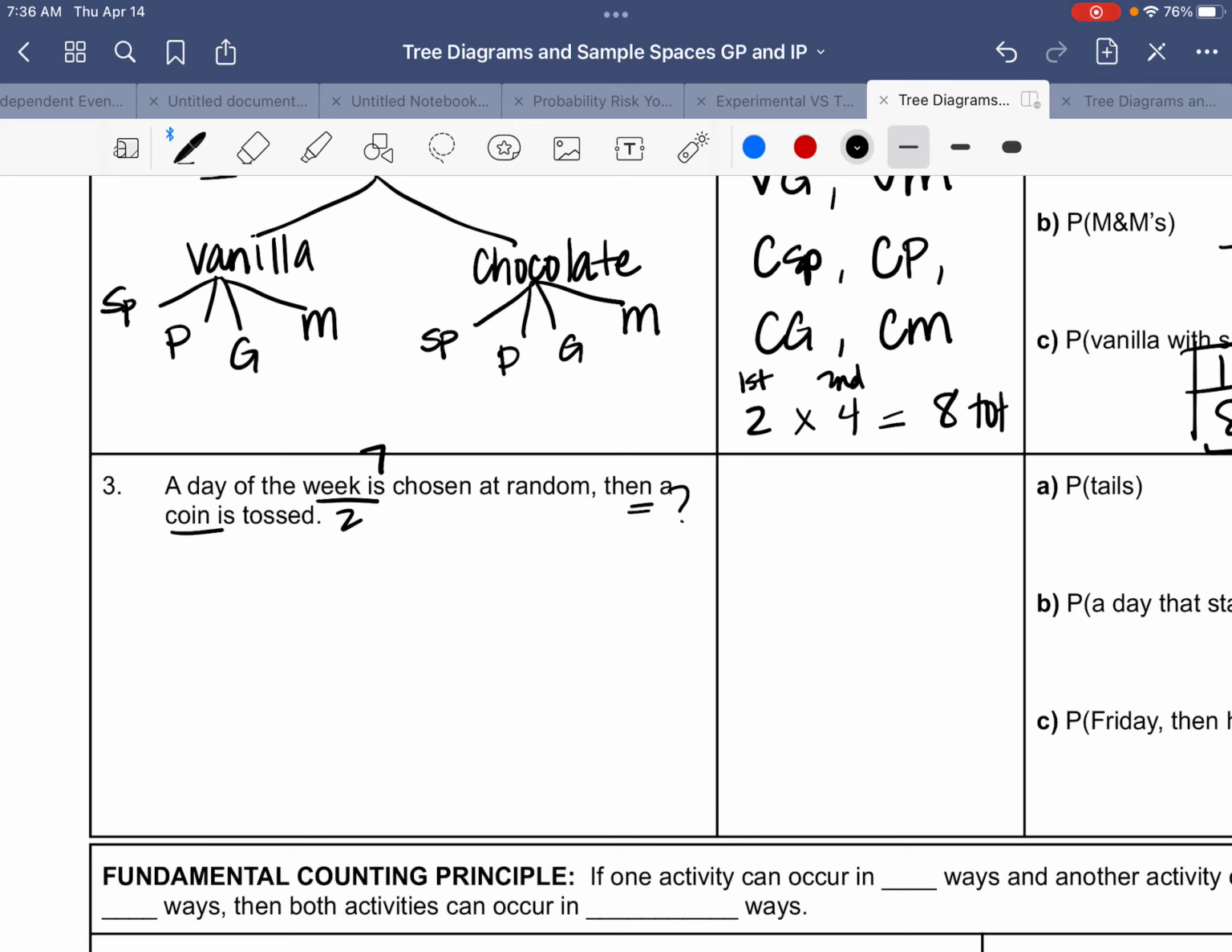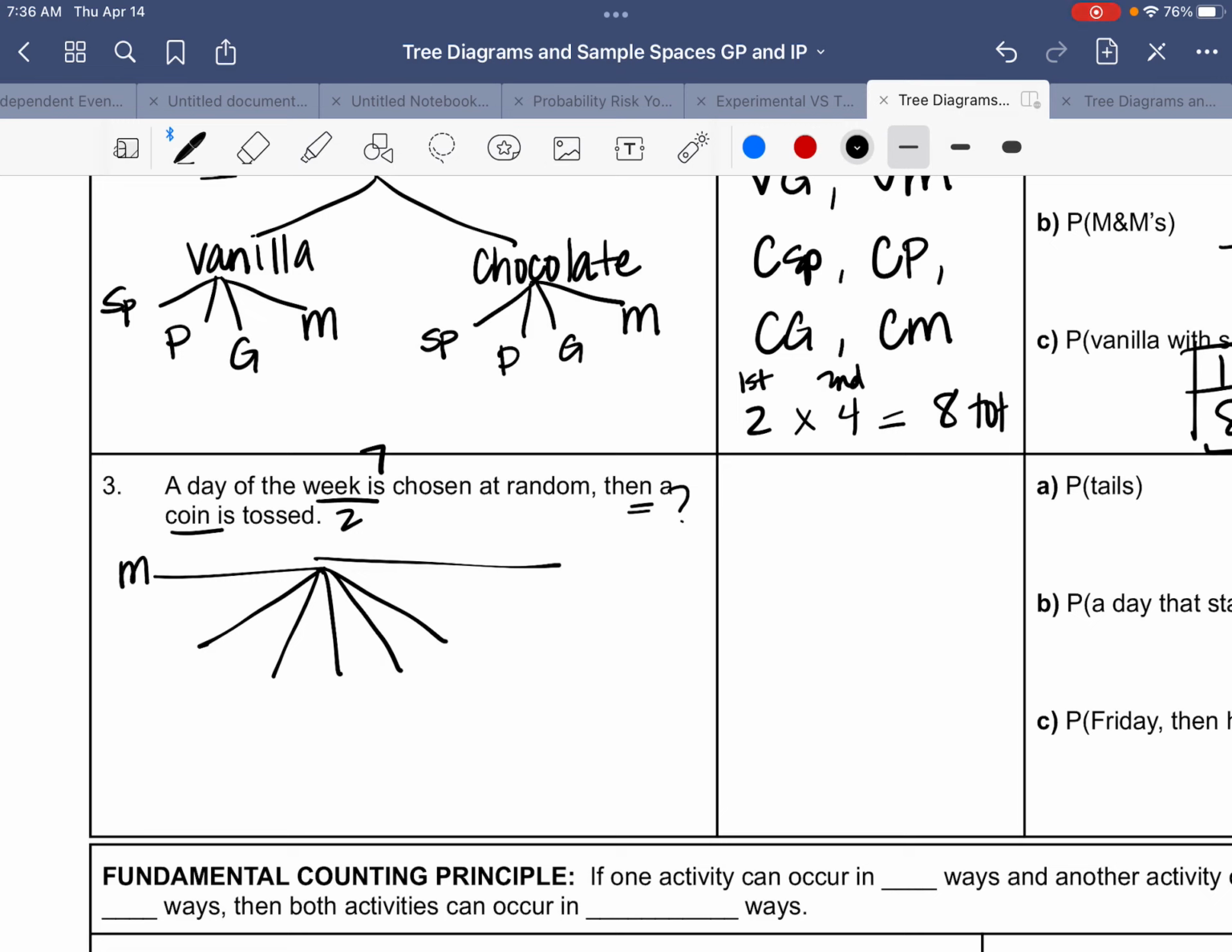So here, I'm going to write out my days of the week, which means I'm going to need 7 branches. 1, 2, 3, 4, 5, 6. Let me go ahead and reset. 1, 2, 3, 4, 5, 6, 7. That gives me a little more space.